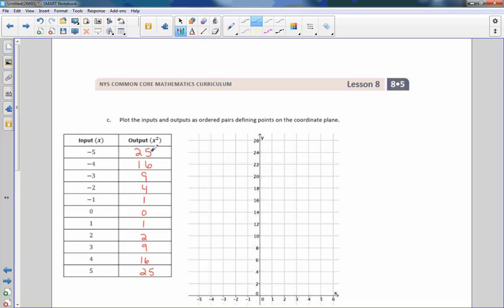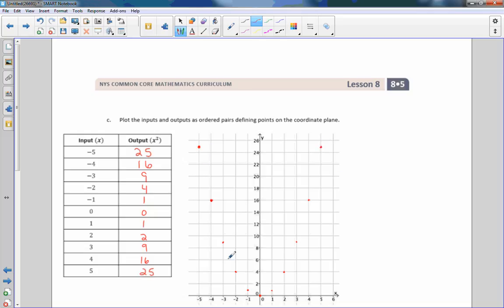So the input -5, 25 means go left 5 up to 25, and it's halfway between 24 and 26. Be careful. -4, 16 is right here. -3, 9 is right here between 8 and 10. -2, 4 is down here. And -1, 1 is here, and then the origin 0, 0, and then we repeat over here: 1, 1, 2, 4, 3, 9, 4, 16, and 5, 25.